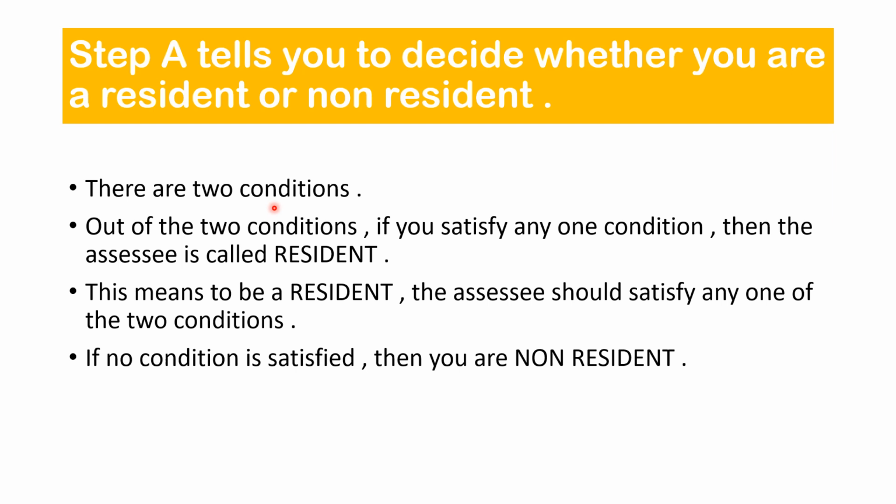Please listen carefully: out of the two conditions, if you satisfy any one condition, then the assessee will be called resident. Out of the two conditions, one condition needs to be satisfied to get the resident status. If no condition is satisfied, then you are non-resident. So either fulfill one condition and become resident, or if you are not able to fulfill any condition, your status will be non-resident.